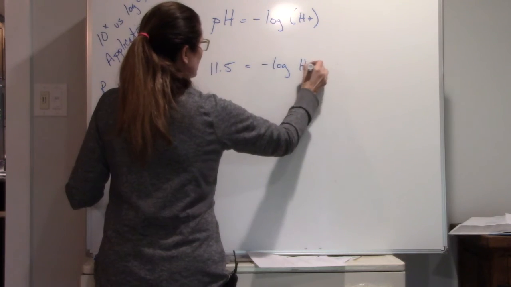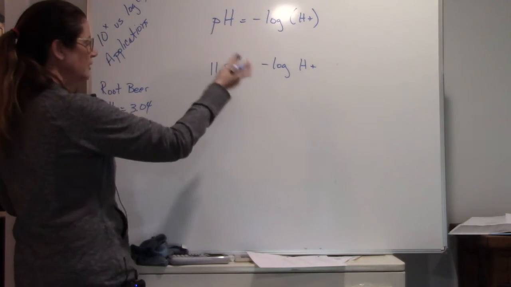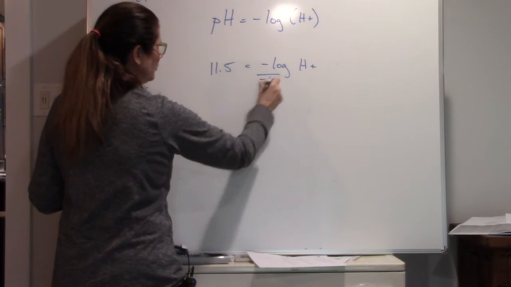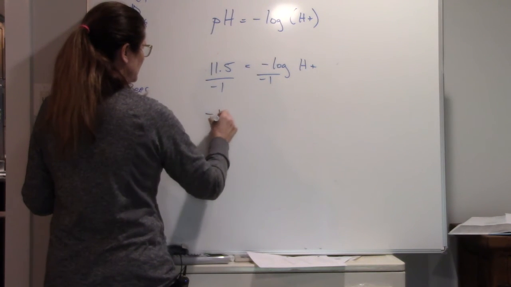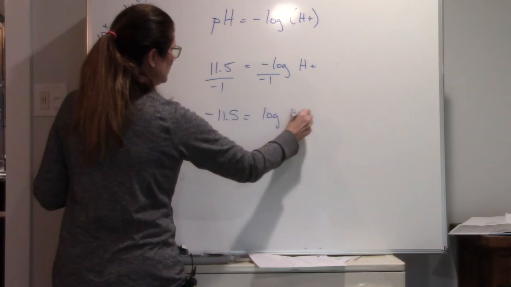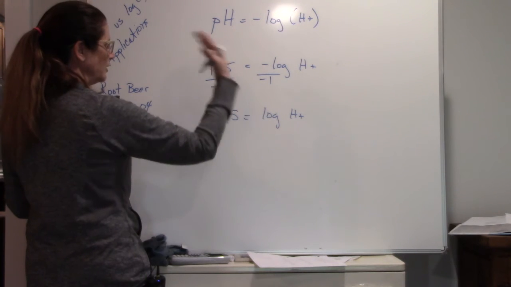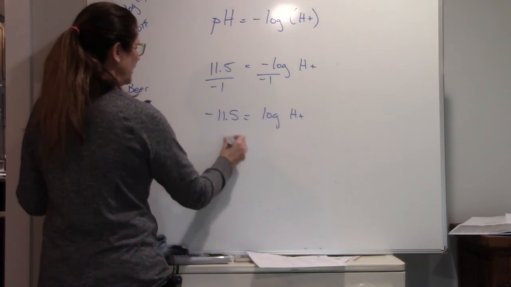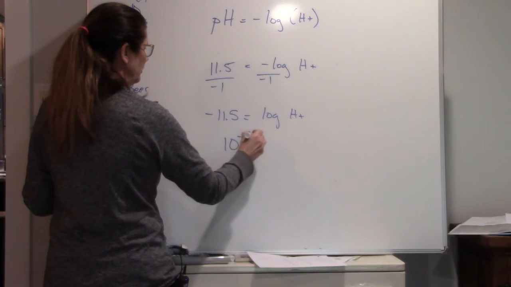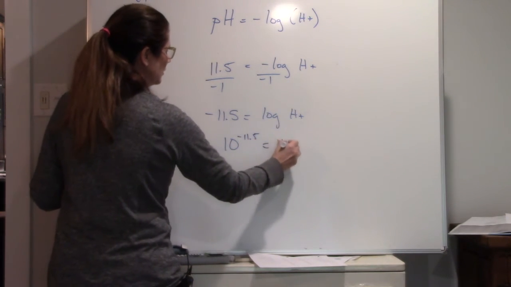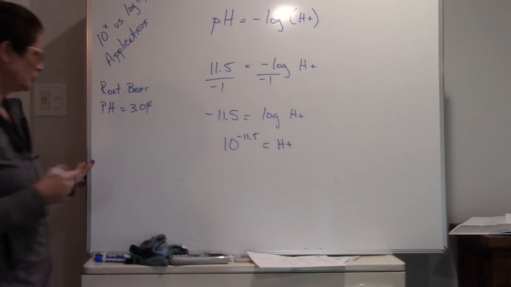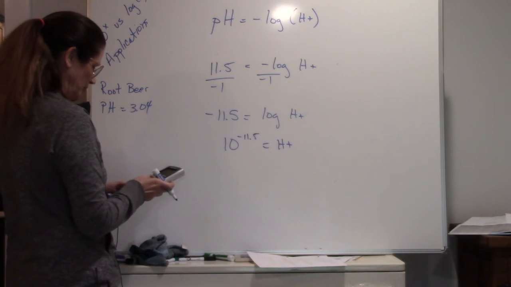Okay. Negative log. And now we're looking for the hydronium. With this, you can't do anything with the log until it's by itself. So you're going to divide off the negative 1. So I have negative 11.5 equals log of hydronium. Now you're given a log, so you're going to take it back to an exponent. So 10 raised to the negative 11.5 is going to give you the hydronium. Remember, you're just rearranging. So now all you have to do is plug that back into your calculator.